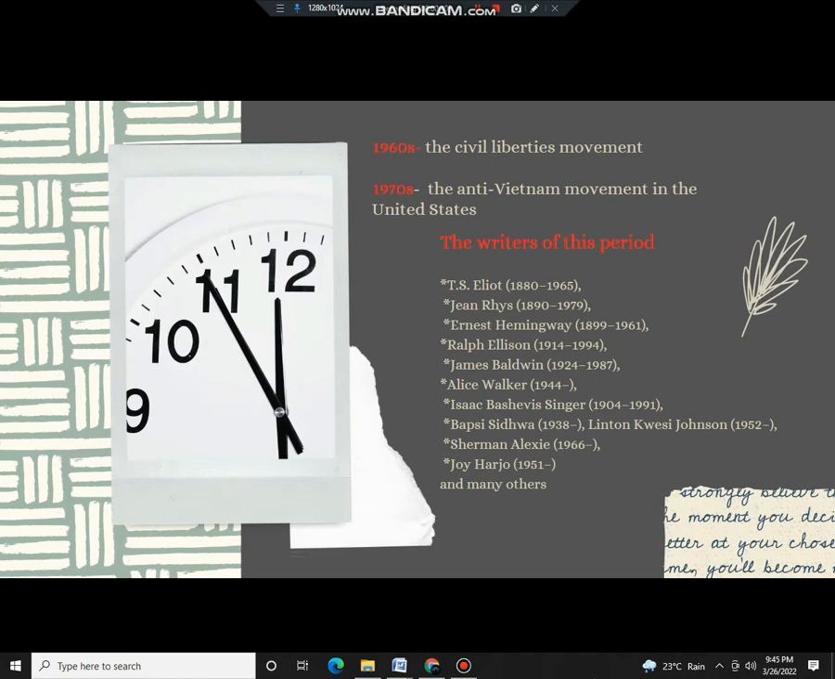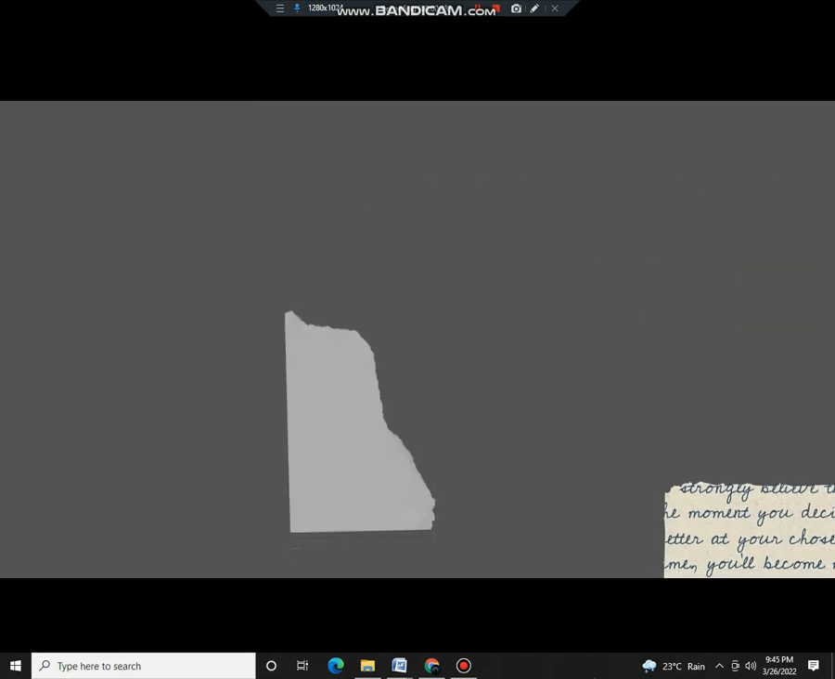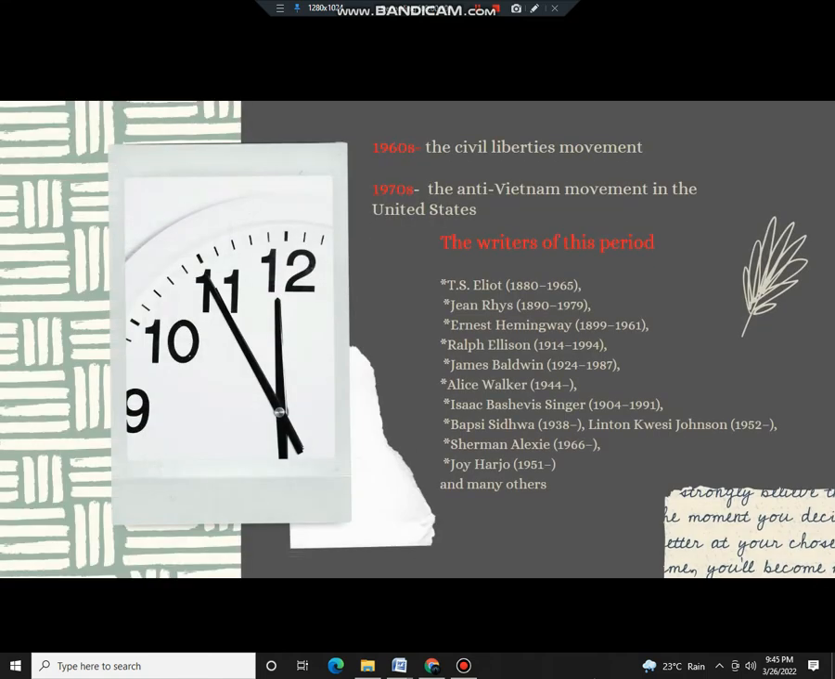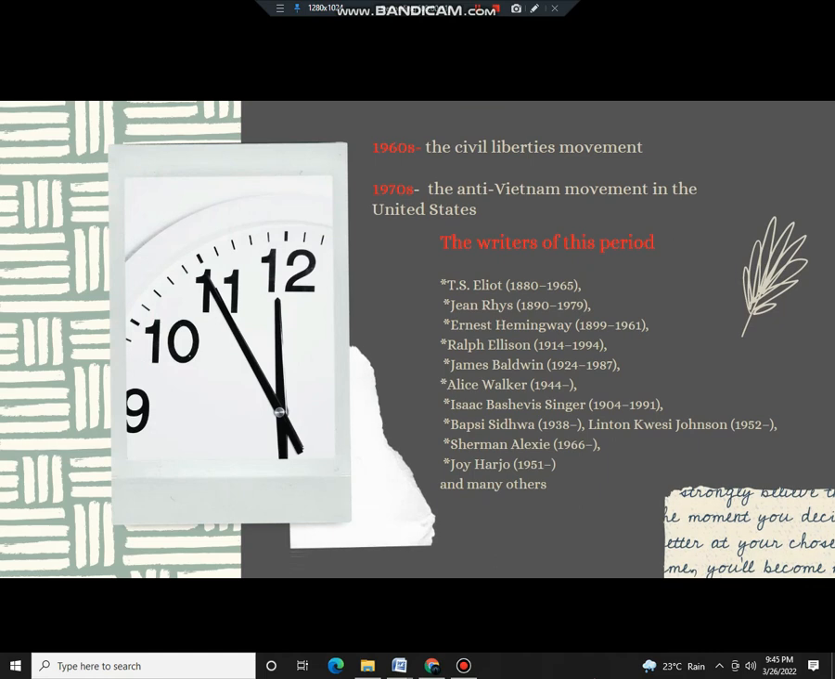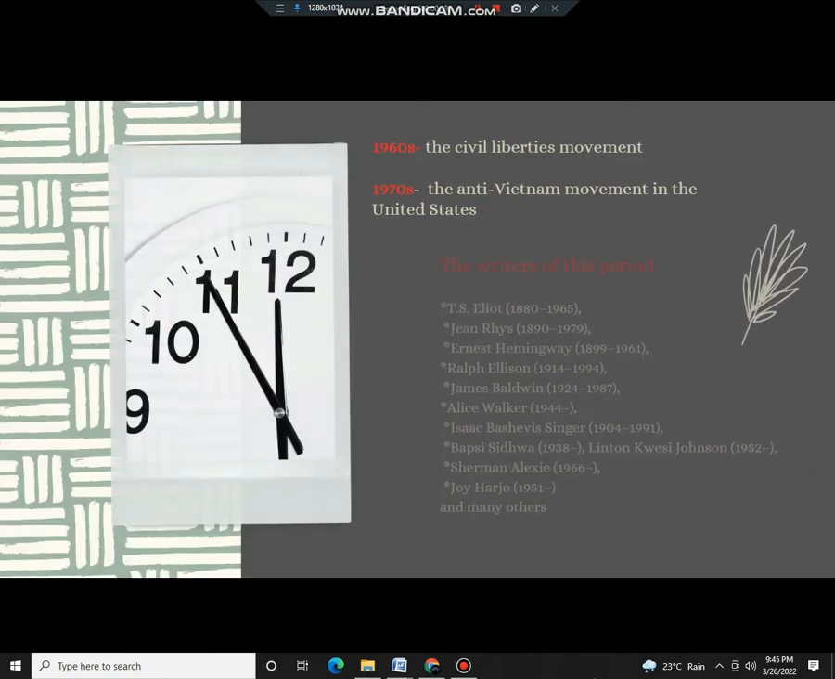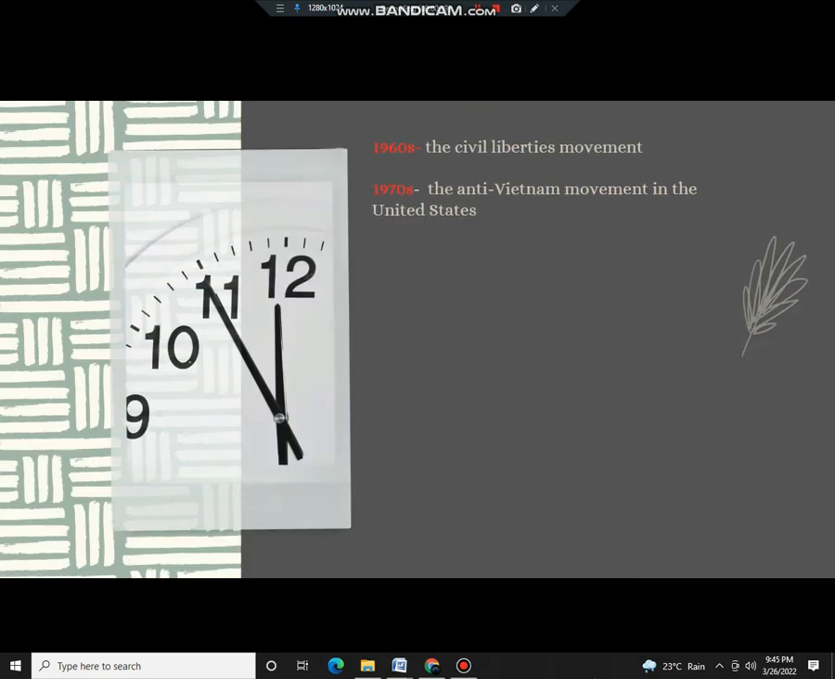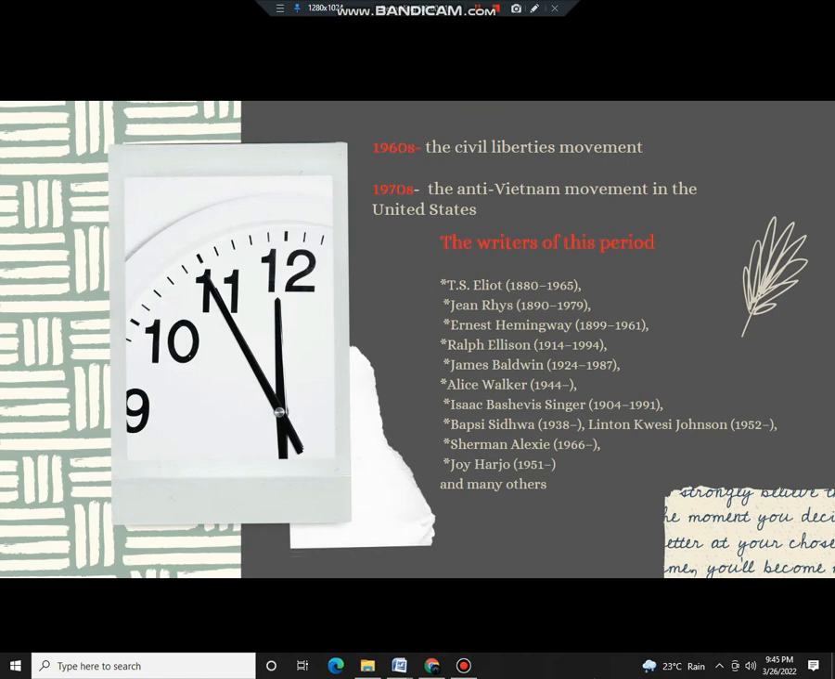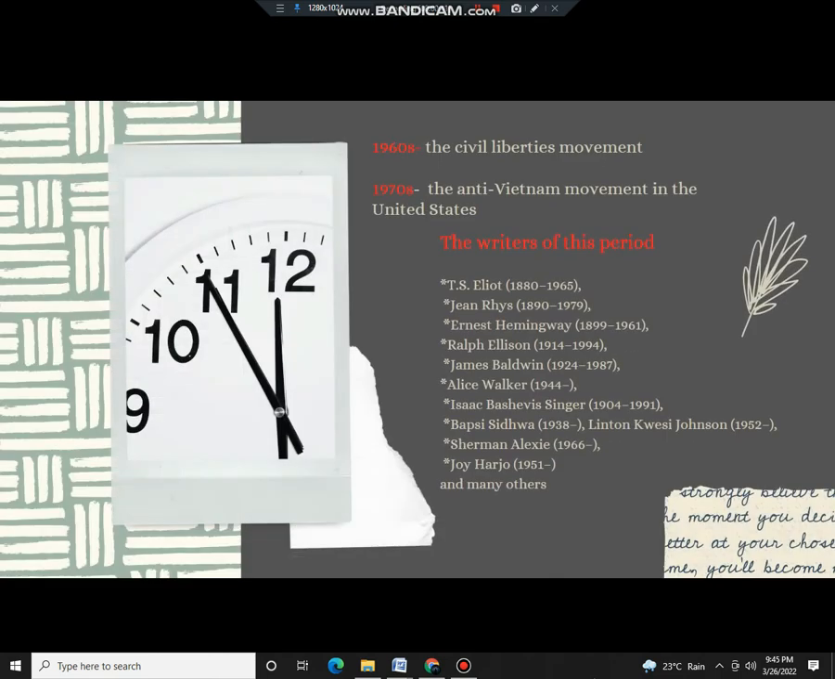Again, the anti-communism of the 1950s, the civil liberties movement of the 1960s, and the anti-Vietnam movement of the 1970s in the United States. So these changes actually lead to the introduction of many new words, mga bagong words. Actually, there are writers of this period that are too numerous to mention. Sobrang dami nila para i-mention pa natin dito lahat. So I put the list dito sa PowerPoint ko na lang, tapos hindi na natin siya isusulat lahat.